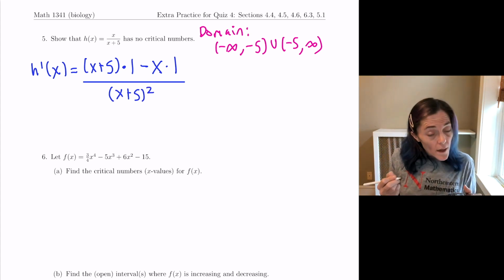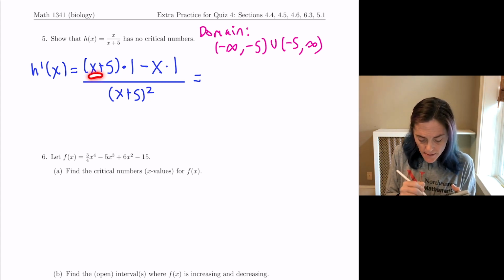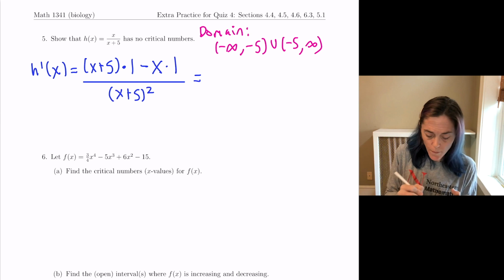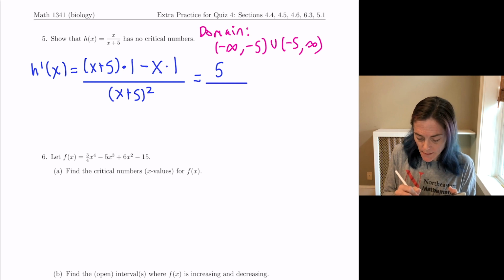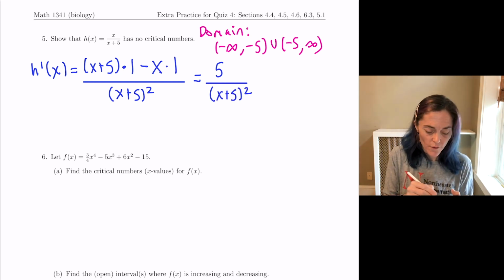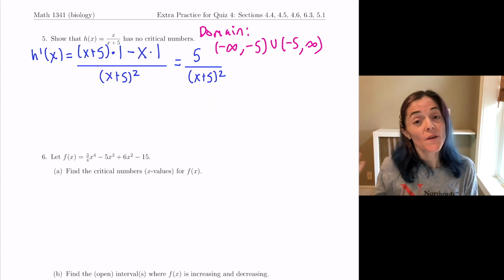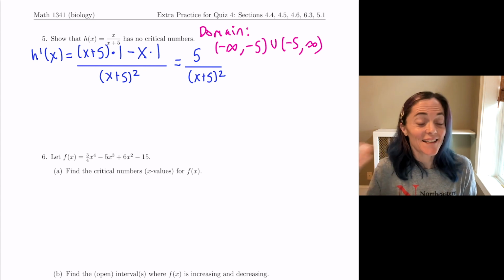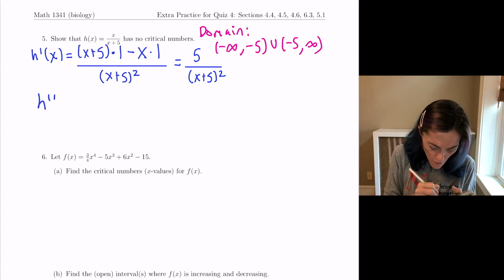So let's take one small step to simplify this. I have x minus x. So my numerator is 5, and my denominator is x plus 5 squared. Wonderful. Well, critical numbers, x values in the domain such that the derivative is 0 or does not exist, just like I said moments ago.